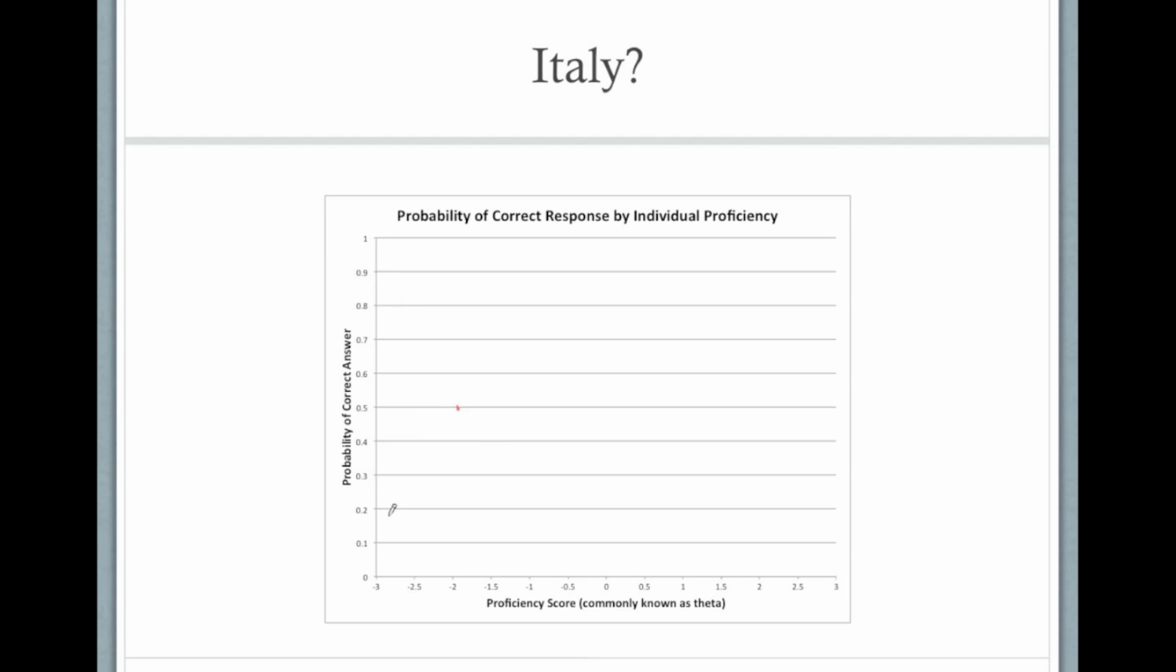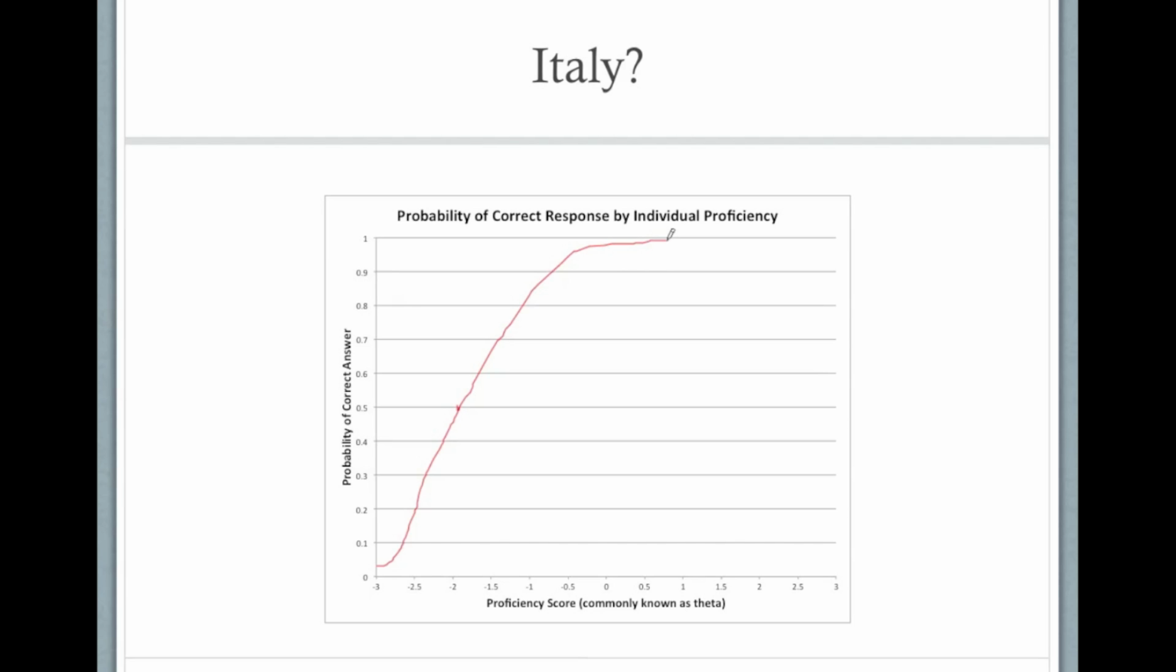It's not obvious to me exactly how discriminating Italy would be, but I suppose that it could be a good way to differentiate between people who know very, very little geography and who know a little bit. It also makes sense to me that the line would get pretty flat once you get into proficiency scores at or above 0, assuming in this case that 0 is about average.